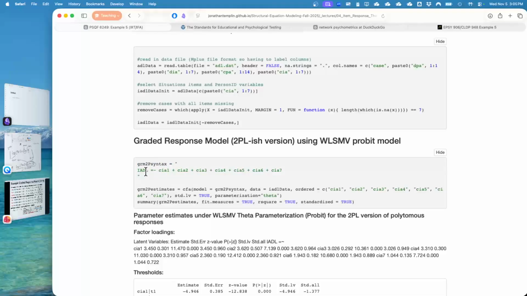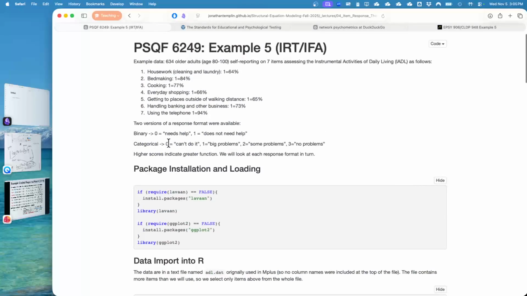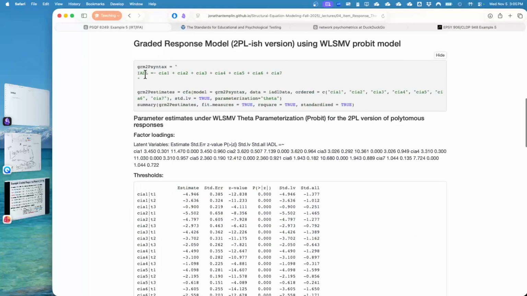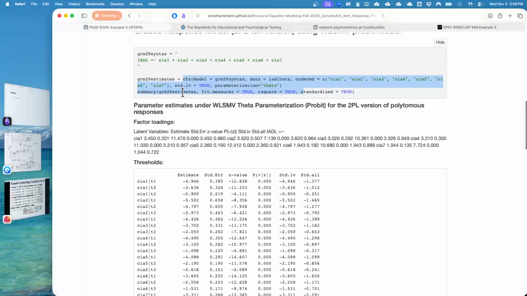Oh, I get it. The DIA were dichotomous. These were the categorical ones. There were multiple categories, and each item had 4 categories: can't do it, big problems, some problems, and no problems. So they're ordered. The Lavaan syntax, to specify the model and to run it, is identical to the 2-category case, so I don't need to spend a whole lot of time on that.